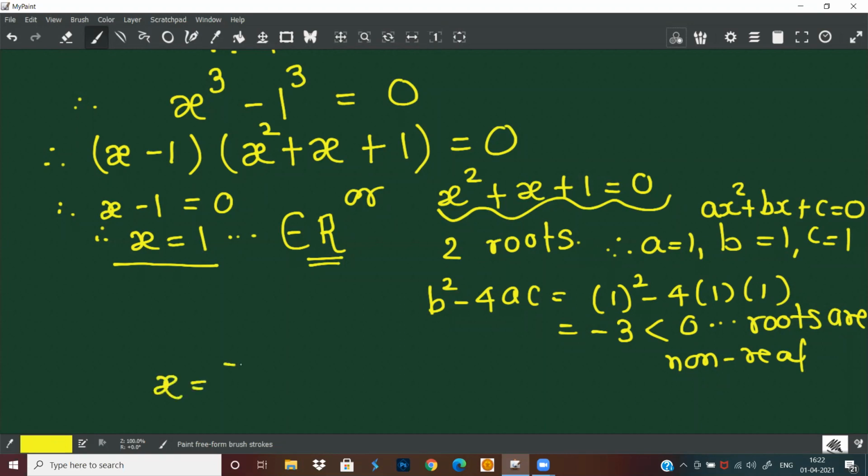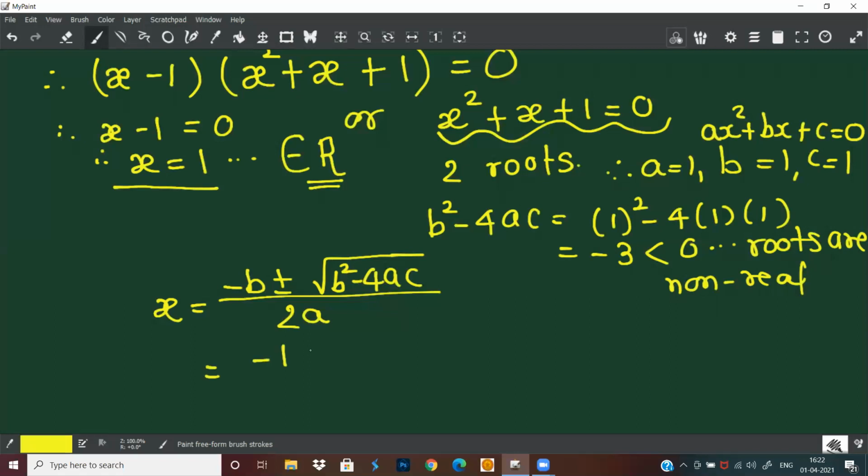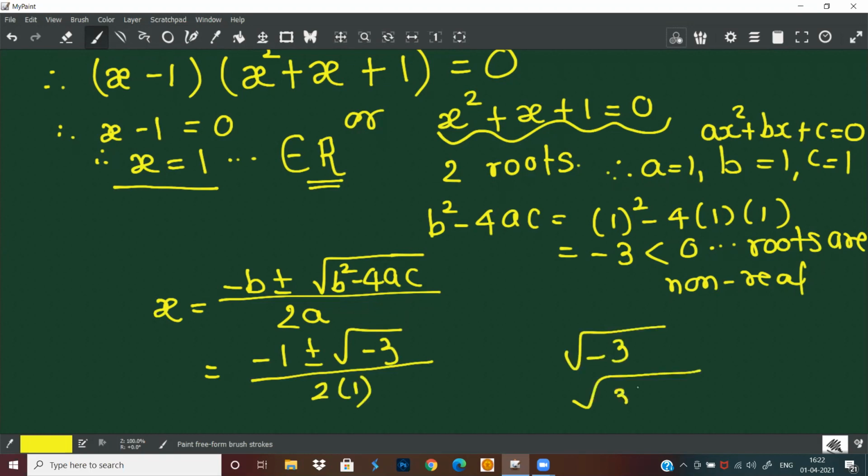Now I use the formula. I write the formula this: minus b plus or minus square root of b square minus 4ac upon 2a. Minus 1 plus minus. Now you know what is square root of minus 3? It is square root of 3 into minus 1. So square root of 3 into square root of minus 1, this is i. So this is going to be i root 3, not 3i. Okay?